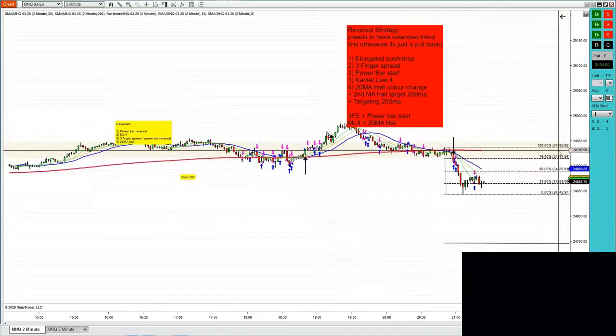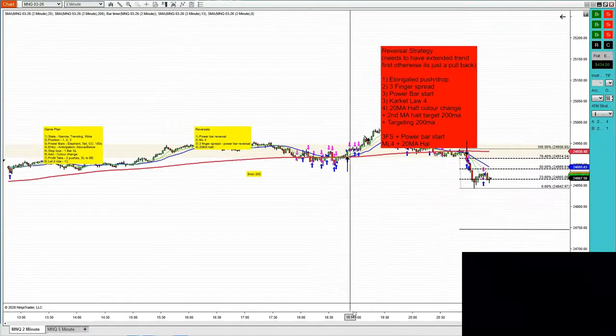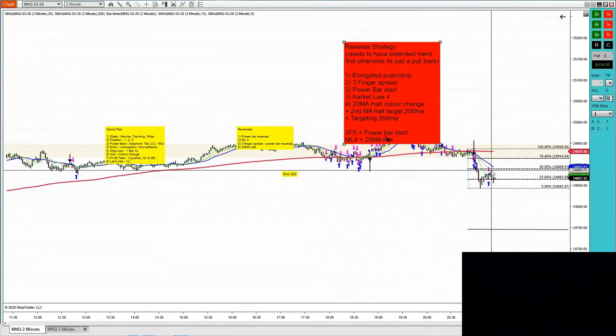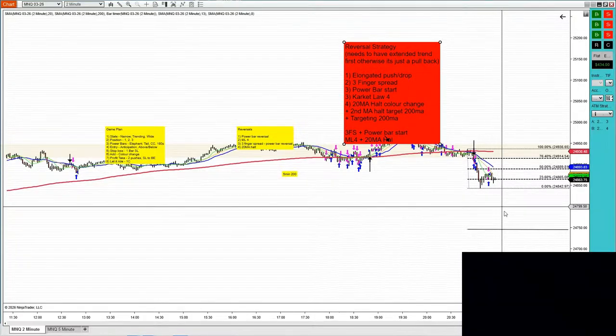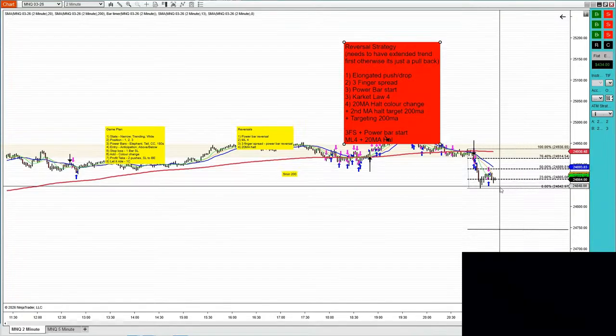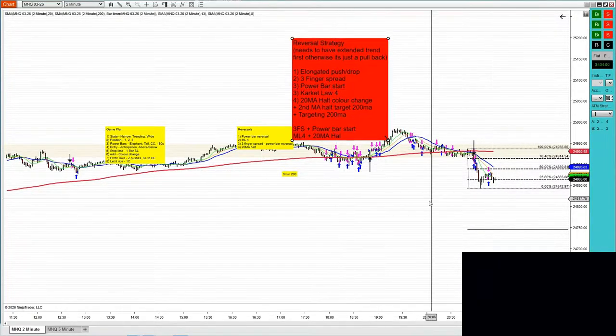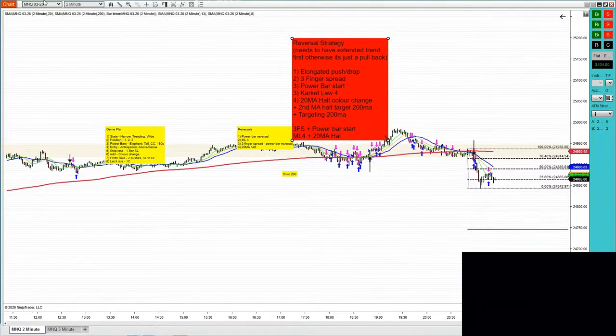Okay. You see how when we zoom in like that, it doesn't look like it's that big of a move short. So I prefer to get really, really extended, like way down here. And then we can think about going long. Because ideally, like this one here, that 20 EMA hold, what we want to do is run it like this.